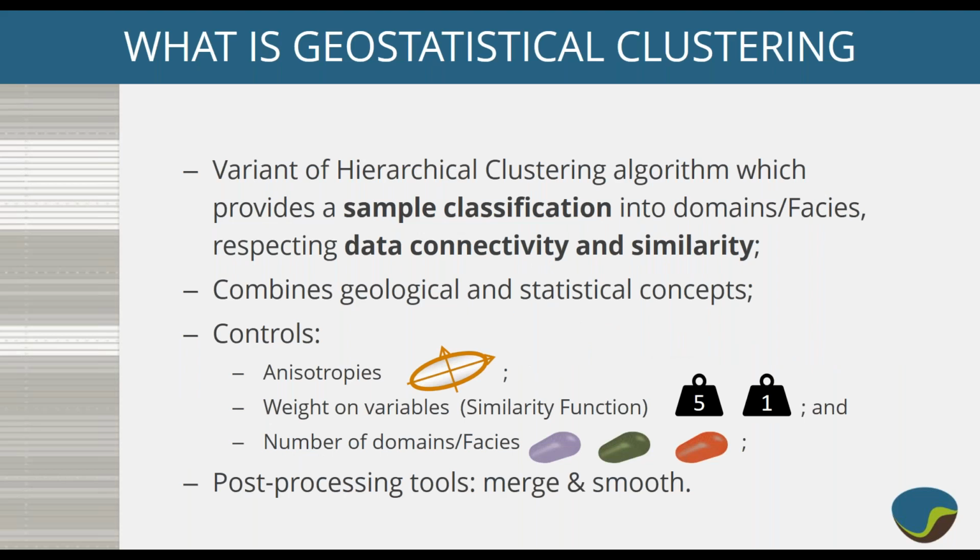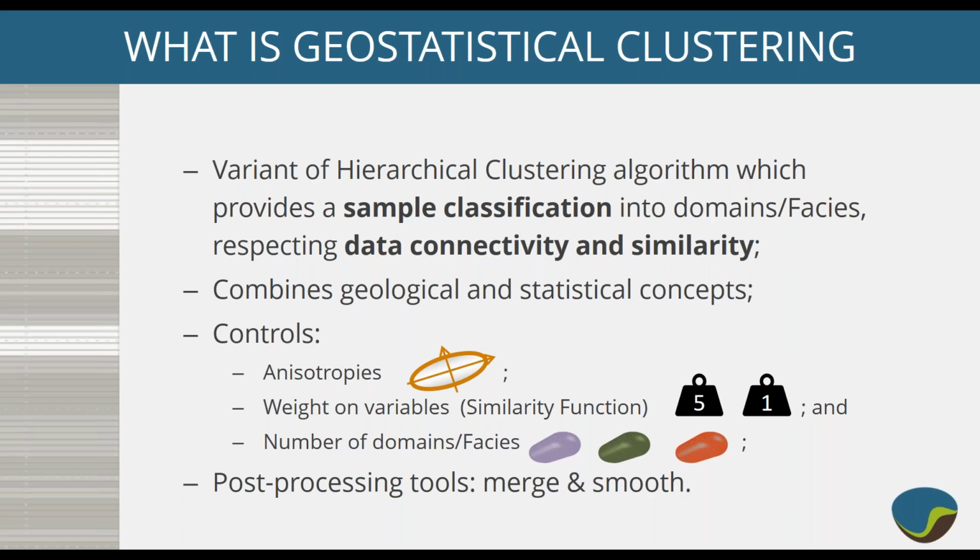So first, let's define what a geostatistical clustering is. It's a variant of hierarchical clustering algorithm, which provides sample classifications into facies, into domains. In the oil and gas industry we talk about facies very, very often. We sometimes prefer the name domain in the mining industry. So, rock classes. The geostatistical variant of hierarchical clustering will respect data connectivity and similarity.